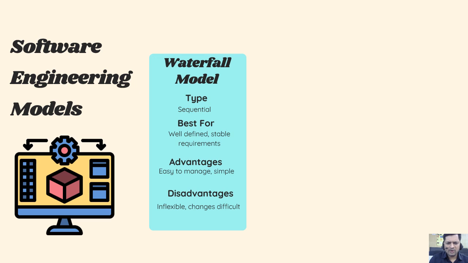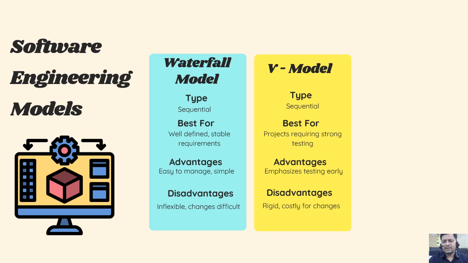So waterfall model is the linear sequential model. It is best suited for where you have stable requirements, well defined requirements. Advantage is it is easy to manage, it is very simple. Disadvantage is it is inflexible, changes are difficult, because once the changes come from the customer, we have to start from phase 1. Okay, now next we have V model, verification and validation model.